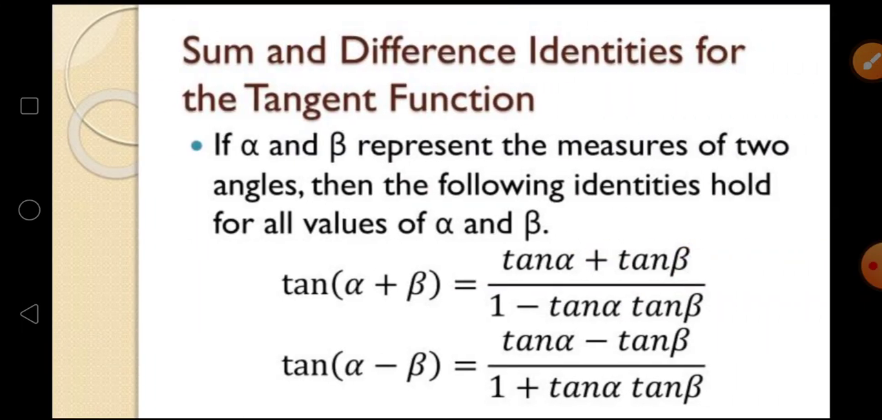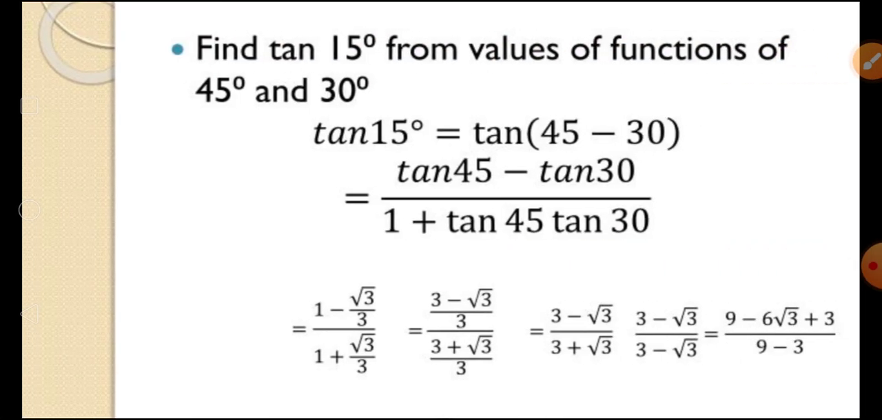Tan of alpha plus beta equals tan alpha plus tan beta divided by 1 minus tan alpha tan beta. Tan of alpha minus beta equals tan alpha minus tan beta divided by 1 plus tan alpha tan beta. Next we see a problem. Find tan 15 degrees. Tan 15 degrees can be written as tan of 45 degrees minus 30 degrees. Now this is in the form of tan of alpha minus beta.